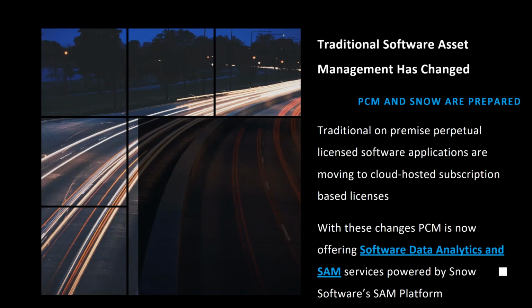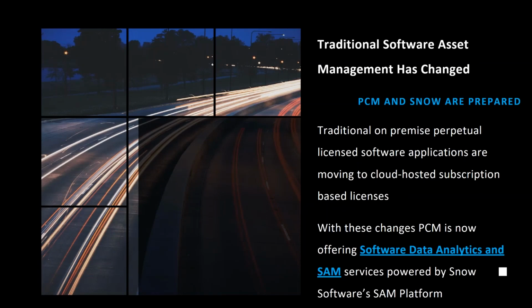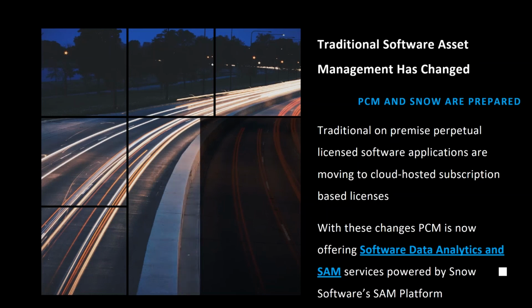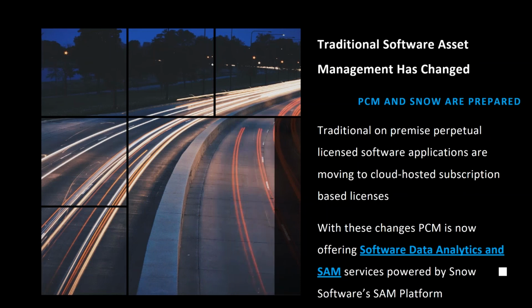Today's topic that we wanted to present to you was software asset management in a SaaS world, how we handle compliance to optimization. The reason we thought this topic was so prevalent is that there's been a revolution in the software asset management industry. Yesterday's traditional on-prem perpetual software licenses have moved to today's cloud-based or cloud-hosted and SaaS-based applications. And we've seen this transformation in the SAM world of dealing with less compliance and more towards optimization.